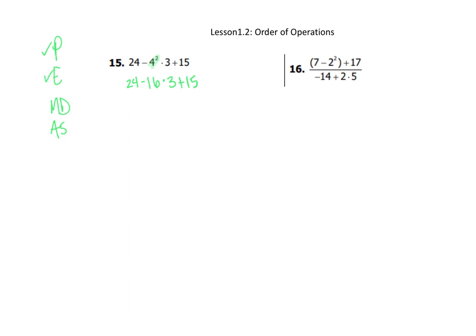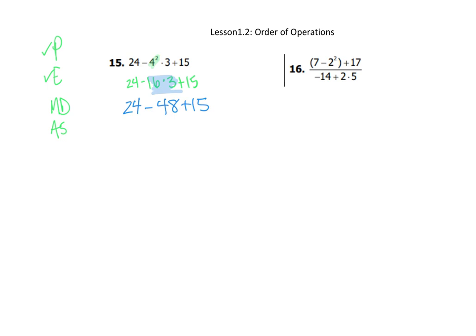So I've done exponents. Now I'm looking for any multiplication or division as I move from left to right. So between 24 and 16, that's subtraction. I'm not going to do that. And then I'm checking between 16 and 3 next, right here. And I have multiplication. So that's the section I get to do now. So we're going to bring down 24. We can't use it yet. Minus 16 times 3, which is 48. And bring down that plus 15.